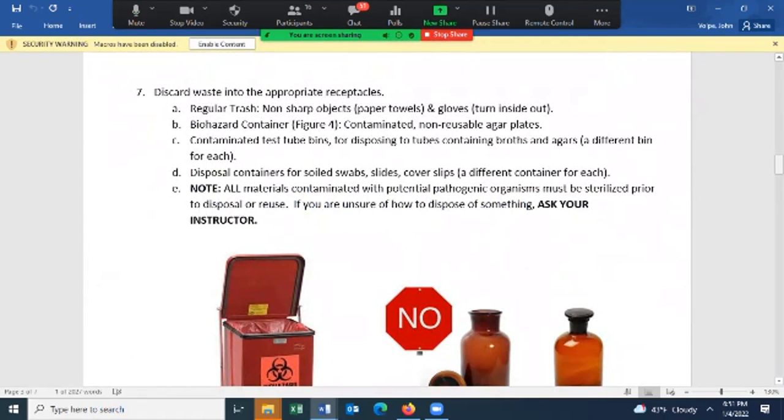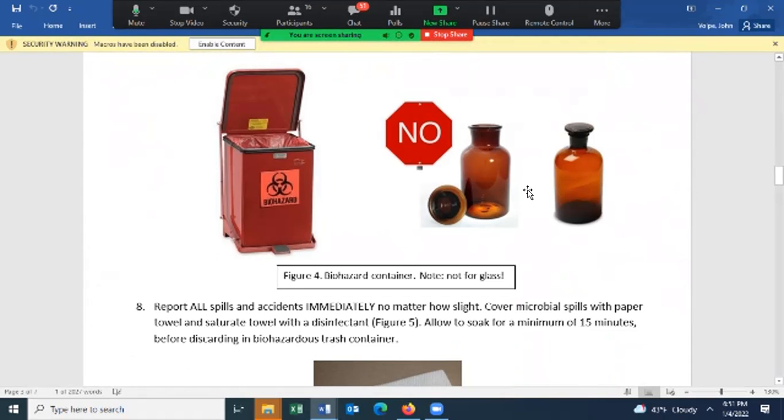Let's see. We very seldom use glassware. Occasionally we use glass test tubes. Those also go in a bucket or a rack in a bucket in the front of the lab. No glass should ever go in the biohazard container.